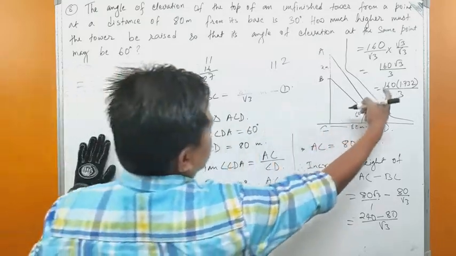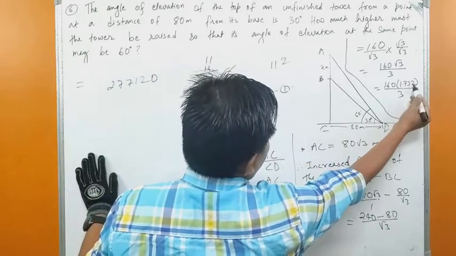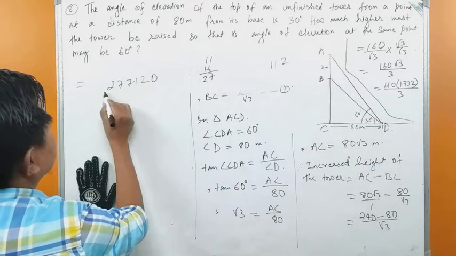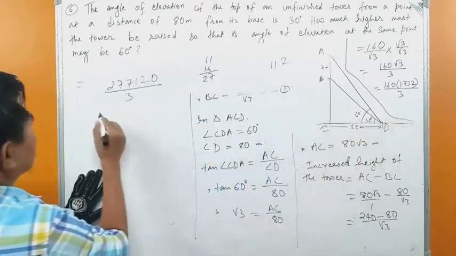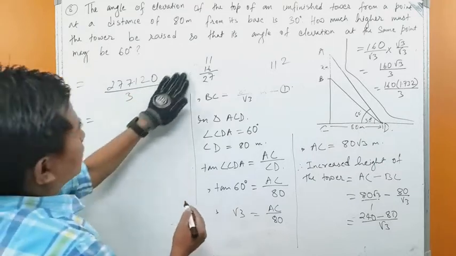So we have 0 here, we must put 0. So we have decimal point before 3 digits, so let us put the decimal point before 3 digits here, divided by 3. Okay, we have 3 in the denominator here, isn't it? So this is 277.12 divided by 3.